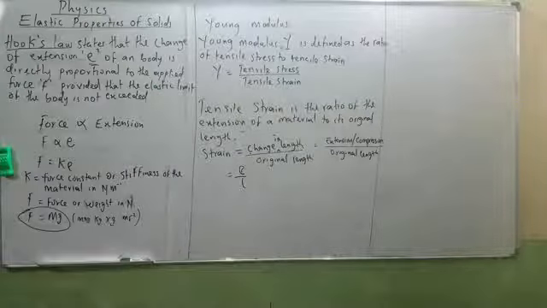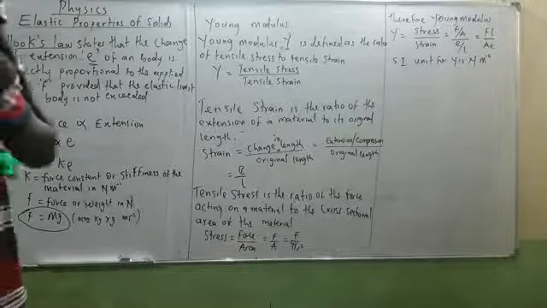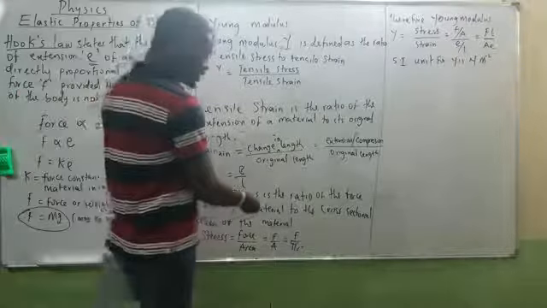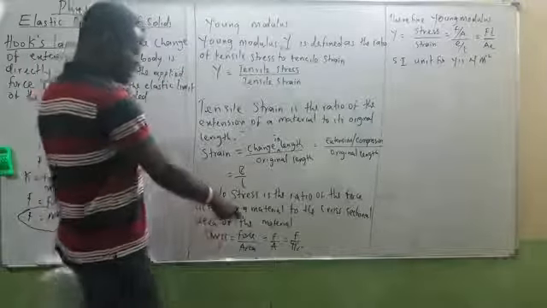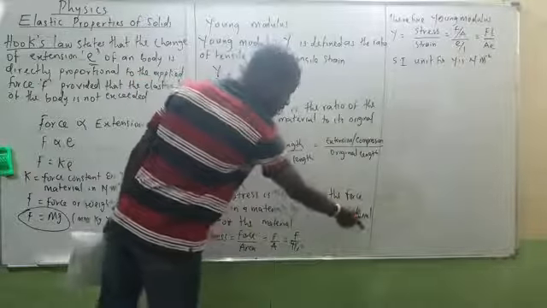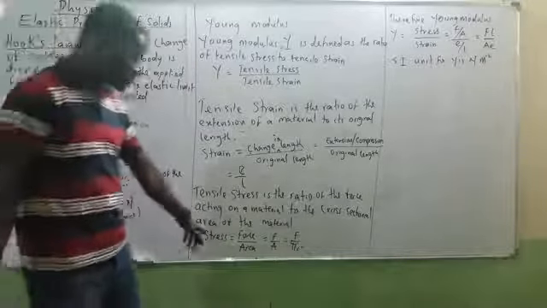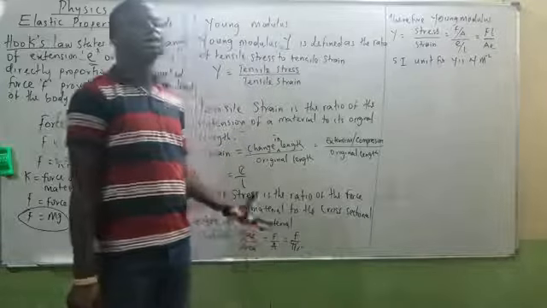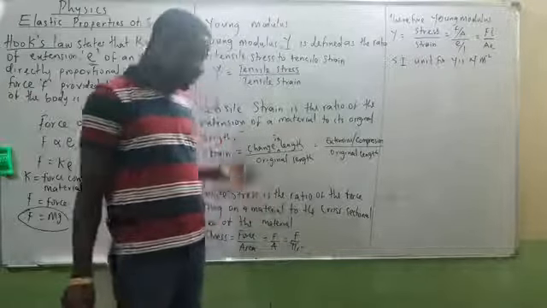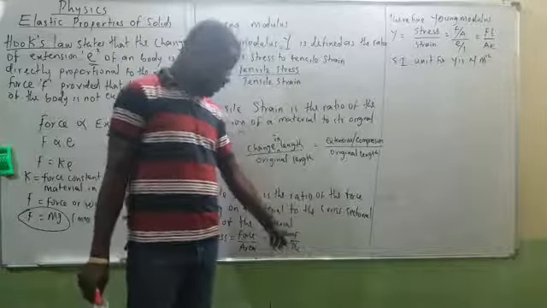Let me use this opportunity to explain tensile stress. Tensile stress is the ratio of the force acting on the material to the cross-sectional area of the material. So stress equals force over area. For instance, let me use a circle as an example: the area of a circle is pi r squared, and this is divided into the force.